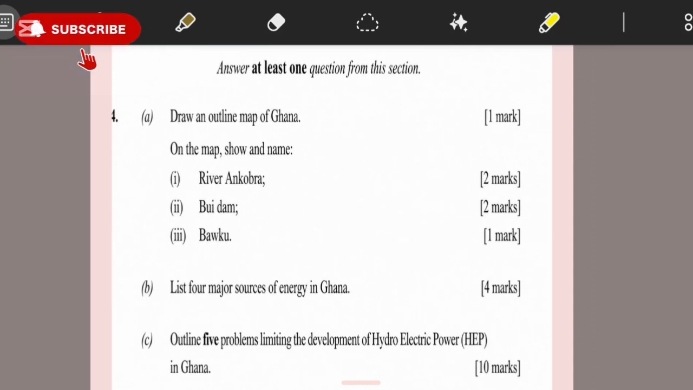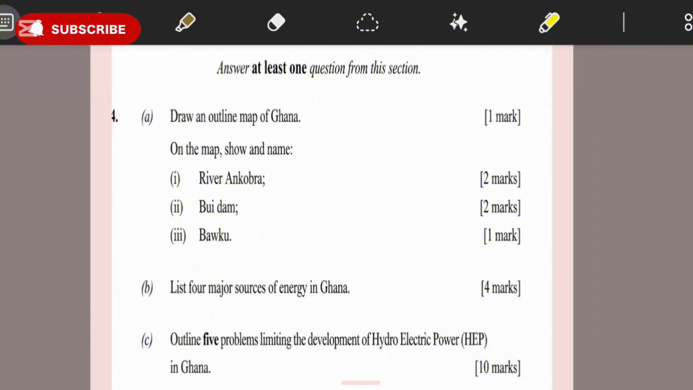Today we are solving a simple geography question, a question that is demanding very simple answers and it's very easy to answer them. Just do it for 20 marks. Are you going to skip this? No. Let's get into it. We have a very simple question.